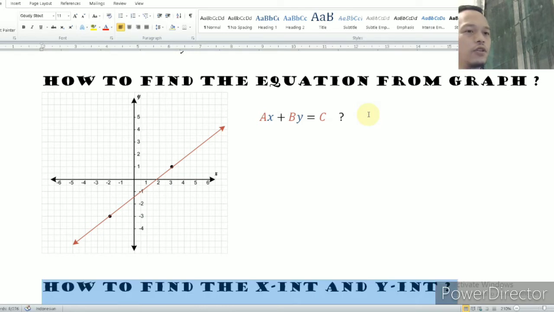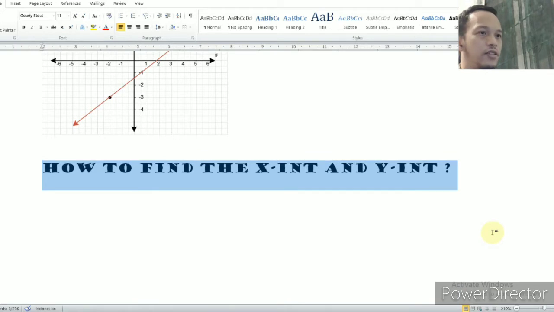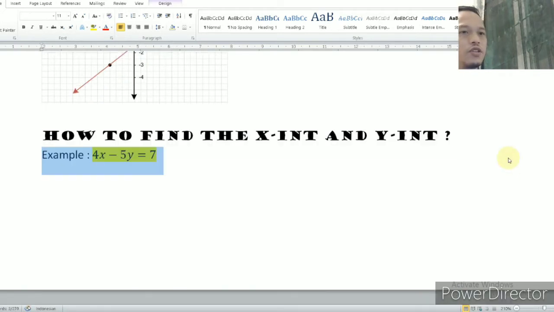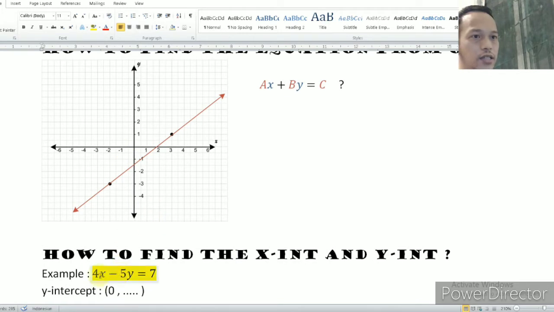So now I will discuss how to find the x-intercept and the y-intercept. If you are given this kind of equation, how can you find the coordinates of the x-intercept and y-intercept? Let me give you an example. If we use the same example here, 4x minus 5y equals 7. To find first the y-intercept, this is the equation for this picture. The y-intercept is here. The coordinate is 0, comma something. Now the something is the one that we are looking for.